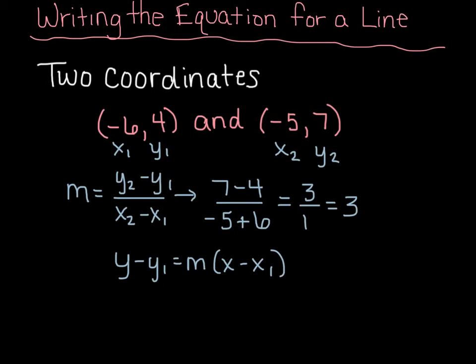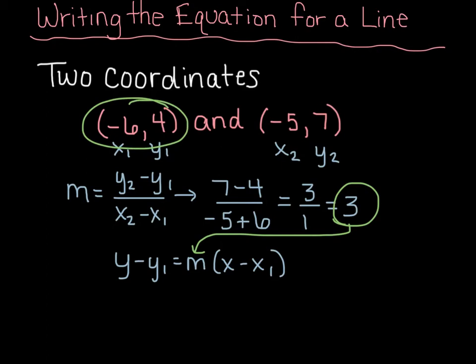Okay, so I'm going to choose, and remember in these situations you get to choose which coordinate you're going to use. I need my m to be 3, and then I'm going to use the (-6, 4), which means for now I'm ignoring this other coordinate. I really only needed that to be able to find my slope. So my y1 would be 4 from up above, so y minus 4 equals 3 times x minus -6, which is really going to be x plus 6.